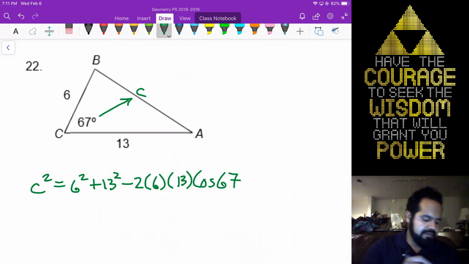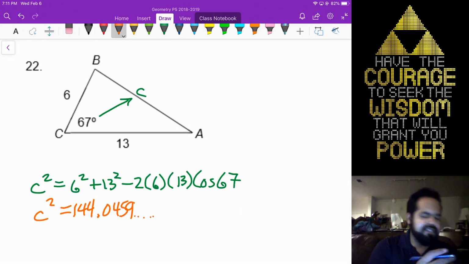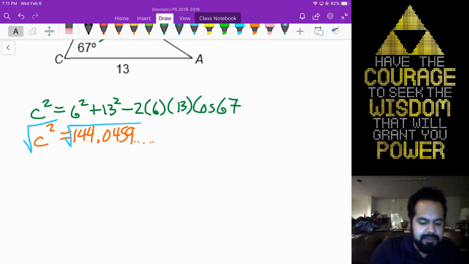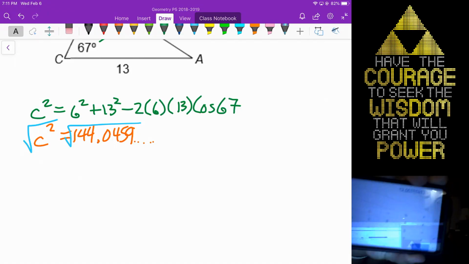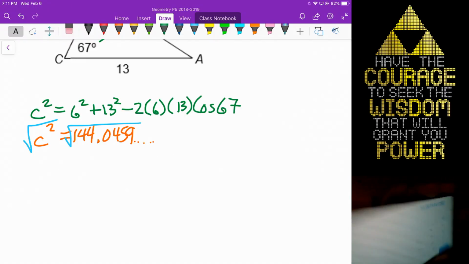So let's write that down. c squared equals 144.0459, etc. Don't care. Take the square root of that. Hopefully my calculator is not going to be a butthead. It did become a butthead. Good job. There we go. And so I get a nice solid 12.00 whatever. So we can say that that's a length of 12.